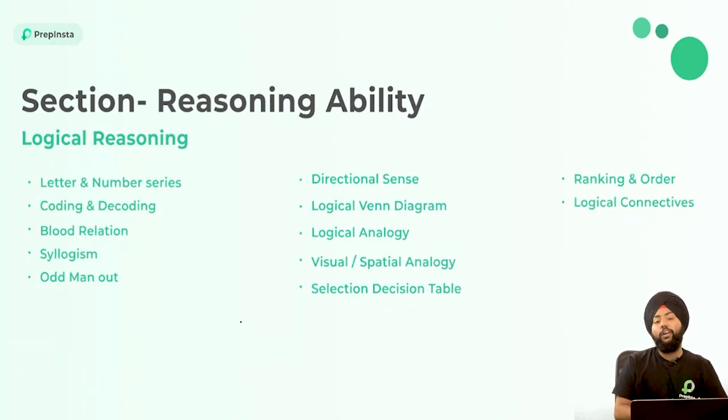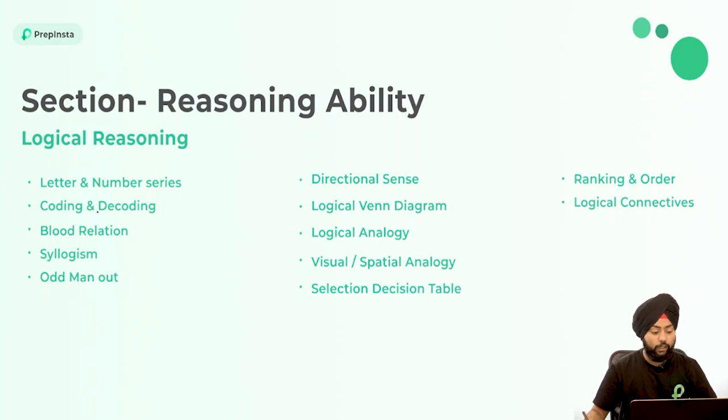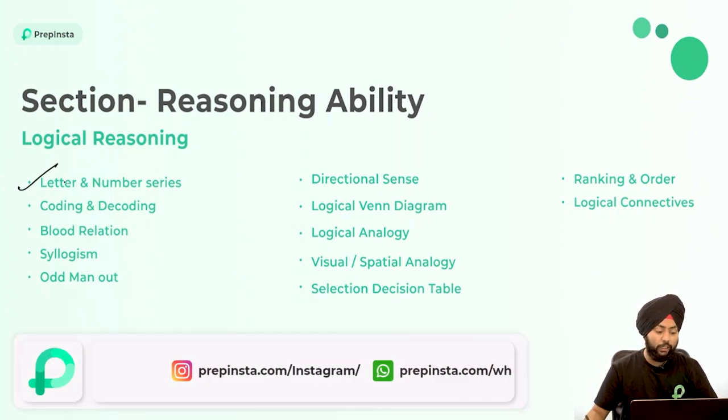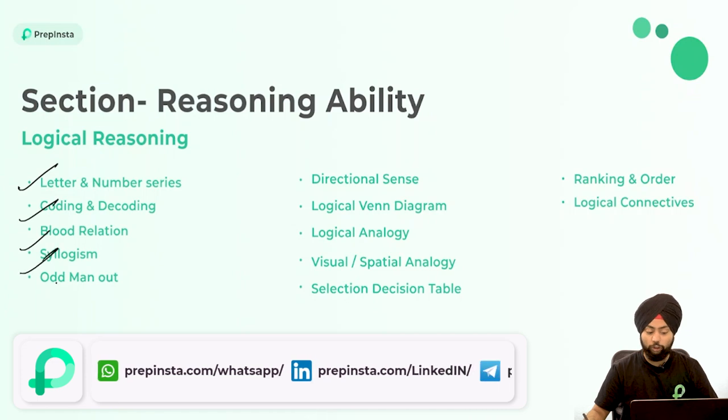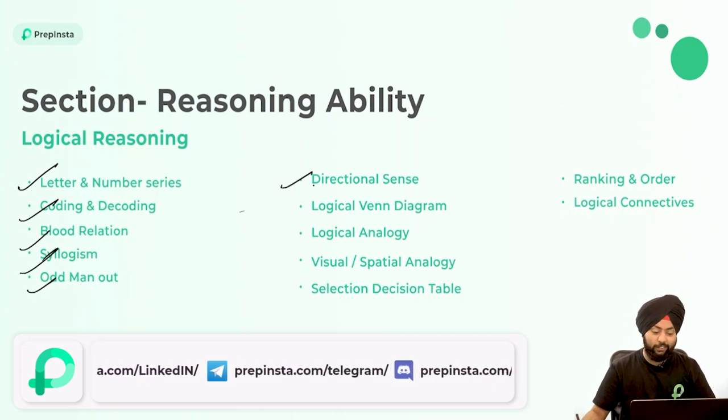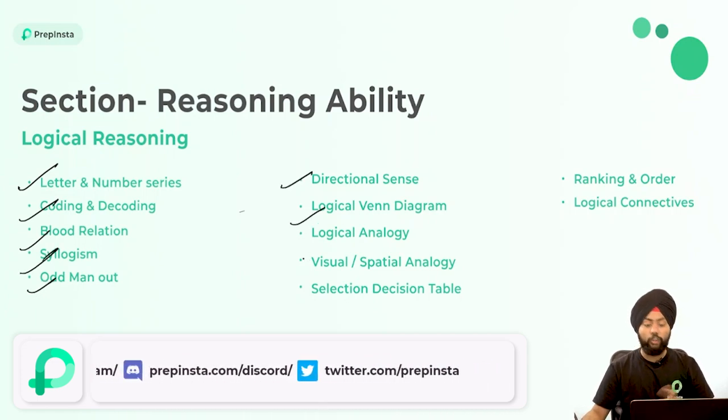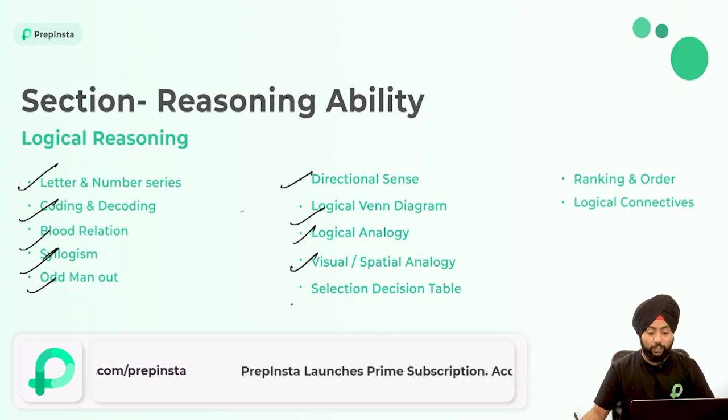Moving to the logical reasoning topics. In logical reasoning, we'll have letter series, coding-decoding, blood relation, syllogism, and odd man out. Directional sense, logical Venn diagram, logical analogy, visual and spatial reasoning, selection decision table, ranking and order, and logic connectives.